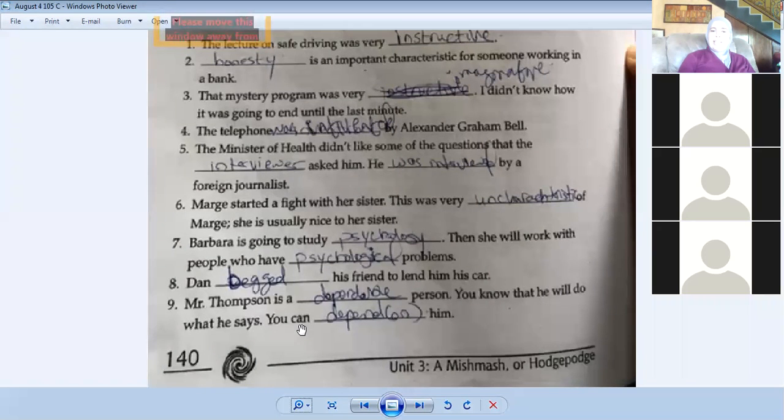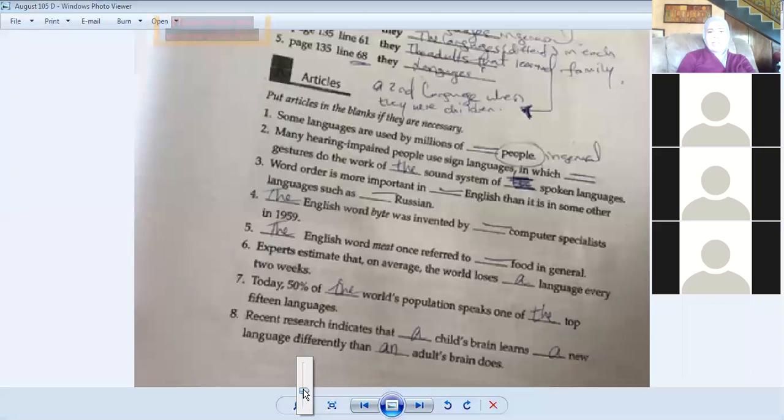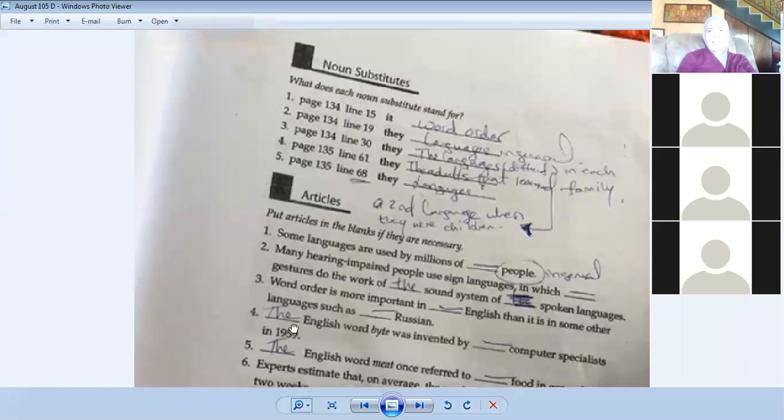You can what? We need a verb here, and the verb should be in the base form after can. You can depend on him. Okay? So we are done with this exercise, guys. Do you have any questions about this exercise, about these words, guys? So is everything clear here? Let's move on to the next exercise, okay?